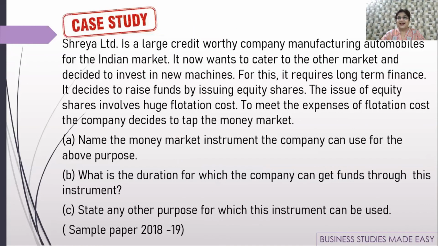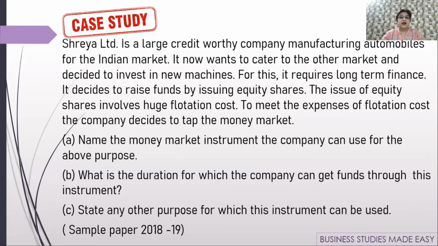Now let's tackle the case study. Again, we'll first see what we're looking for. Now we have studied 5 instruments. Name the money market instrument the company can use for this purpose. So one of them is being mentioned here. What is the duration and what are the other purposes? Okay, so we need to identify which instrument it is. So I'll read the case study and you think about what we are talking about.